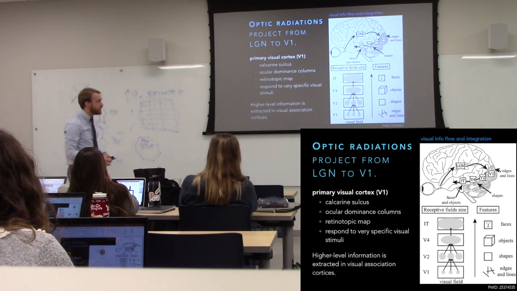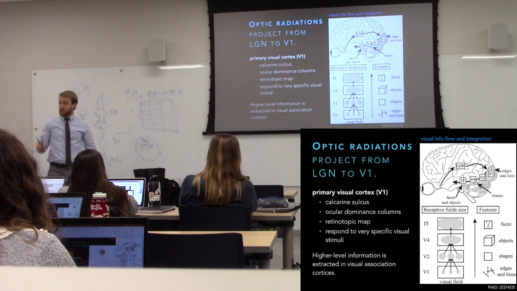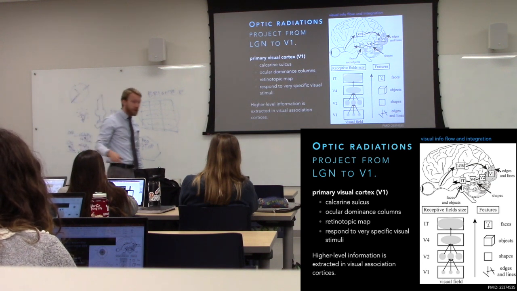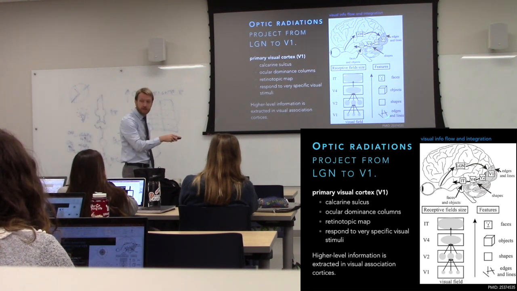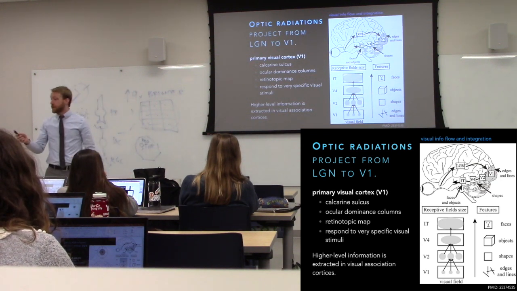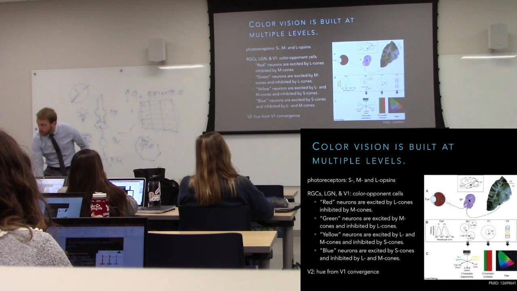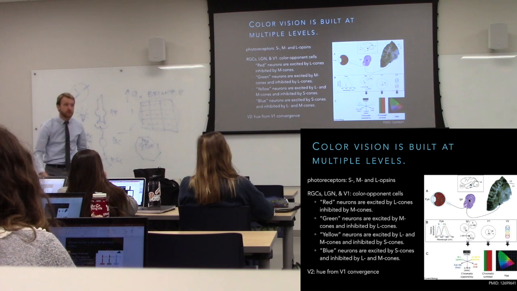And by converging these neurons together, because they're retinotopically mapped, we can tell if we have a certain set of lines next to one another and a certain orientation, that we're looking at shapes. We'll put together color as well by converging information from different neurons that are color responsive.